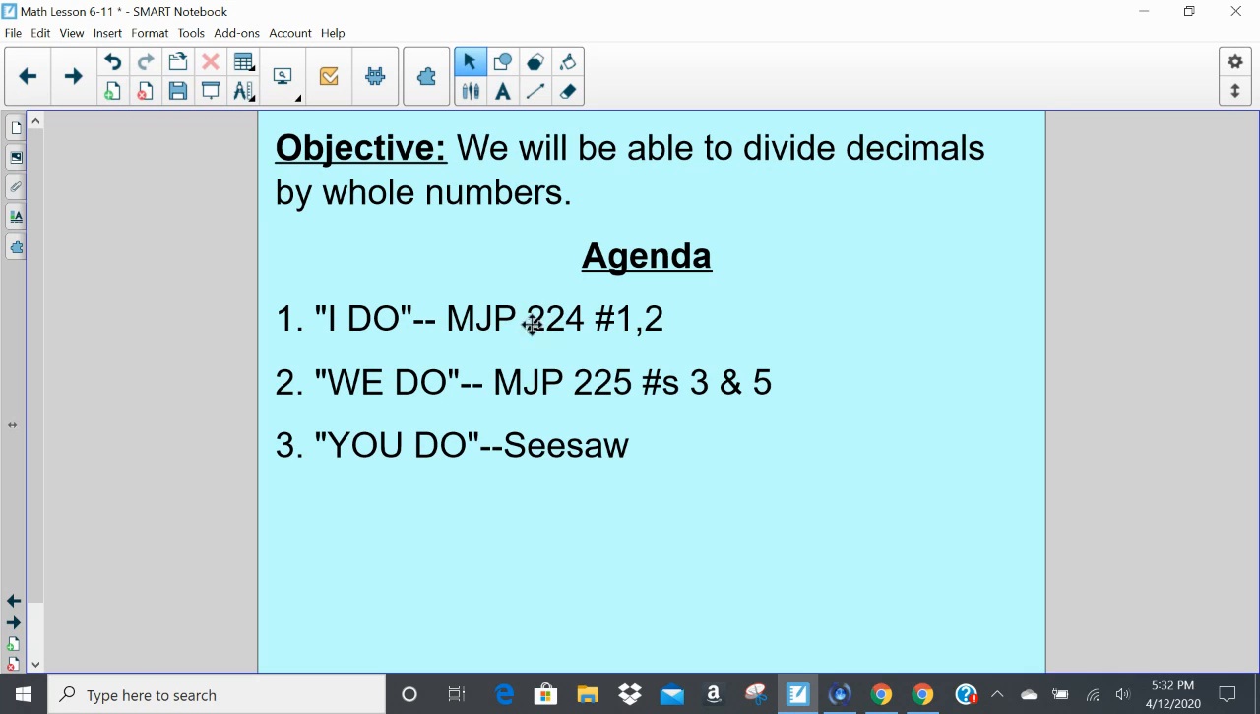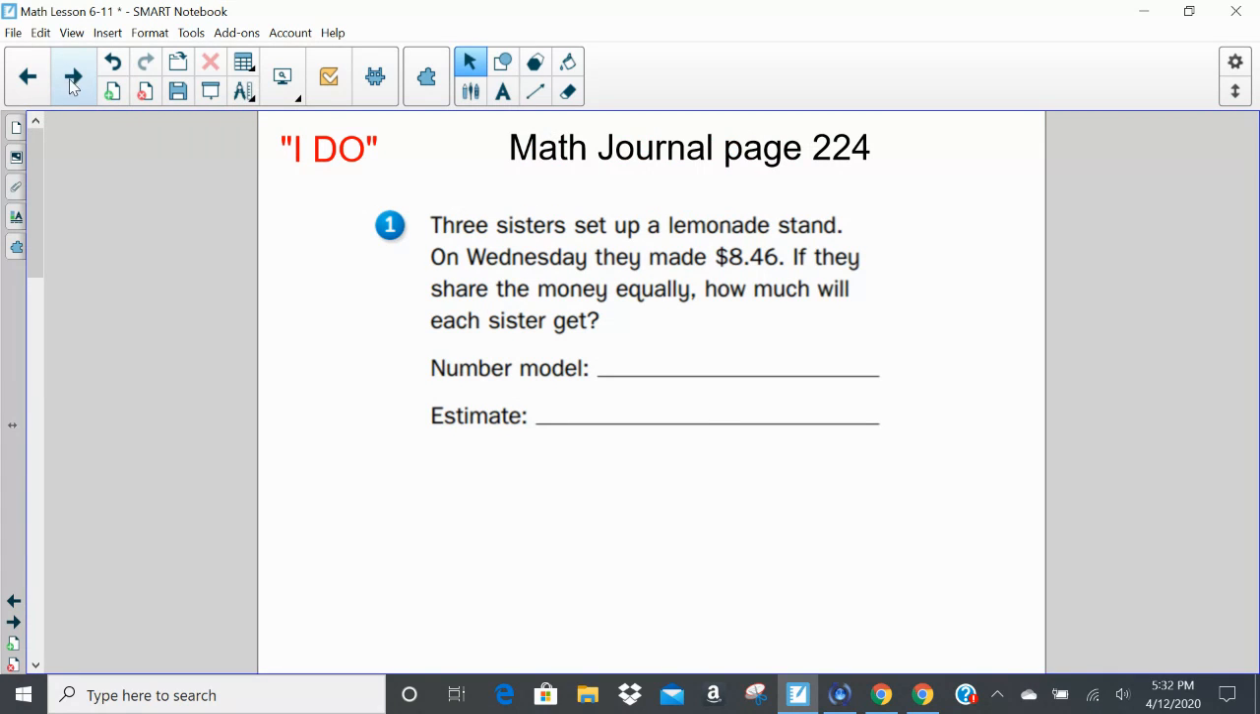You'll need your math journal, volume 2. So this is my I do. So just watch me this time for the first problem. And then for number 2, if you'd like to follow along with me, you may go ahead and do that. So we're on page 224 here in your math journal. Again, remember, if you need to pause the video at any time, you may go ahead and do that.